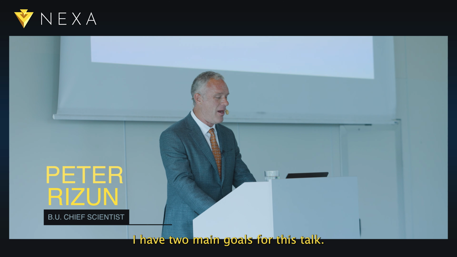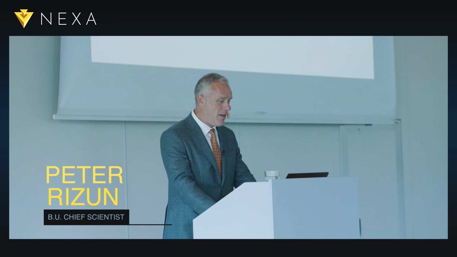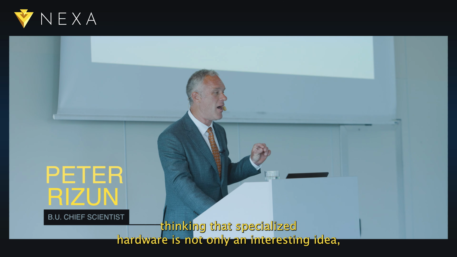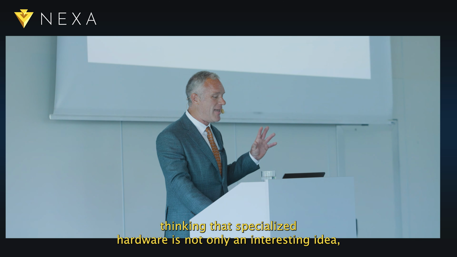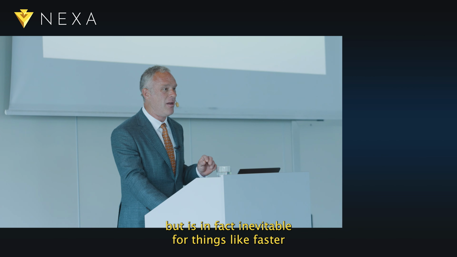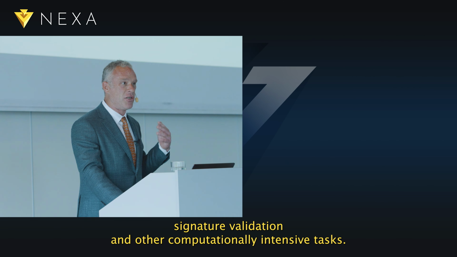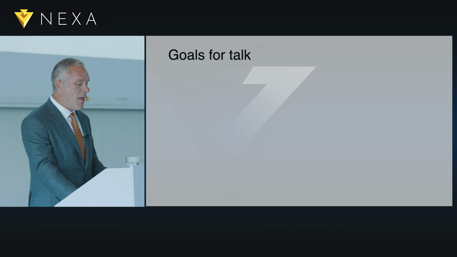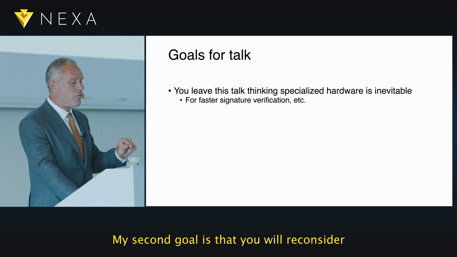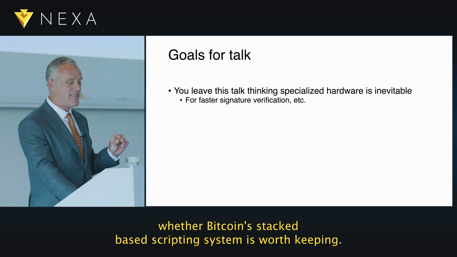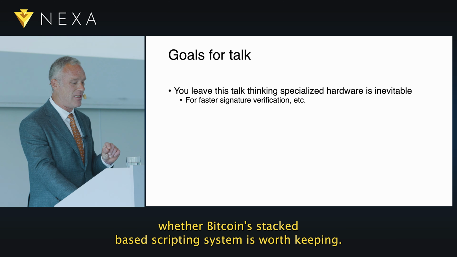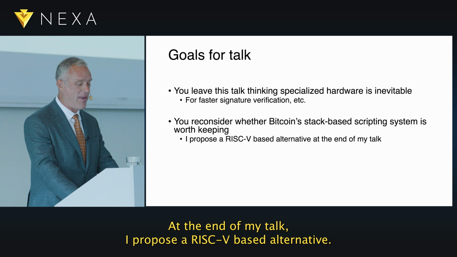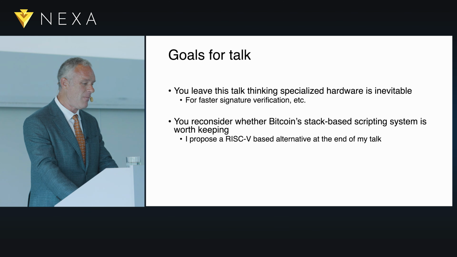I have two main goals for this talk. The first is that you leave this talk thinking that specialized hardware is not only an interesting idea, but is in fact inevitable for things like faster signature validation and other computationally intensive tasks. My second goal is that you will reconsider whether Bitcoin's stack-based scripting system is worth keeping. At the end of my talk, I propose a RISC-V based alternative.